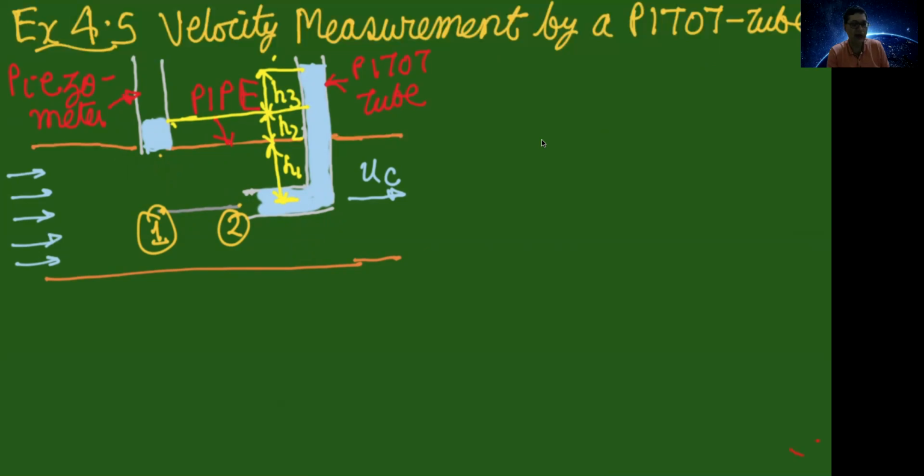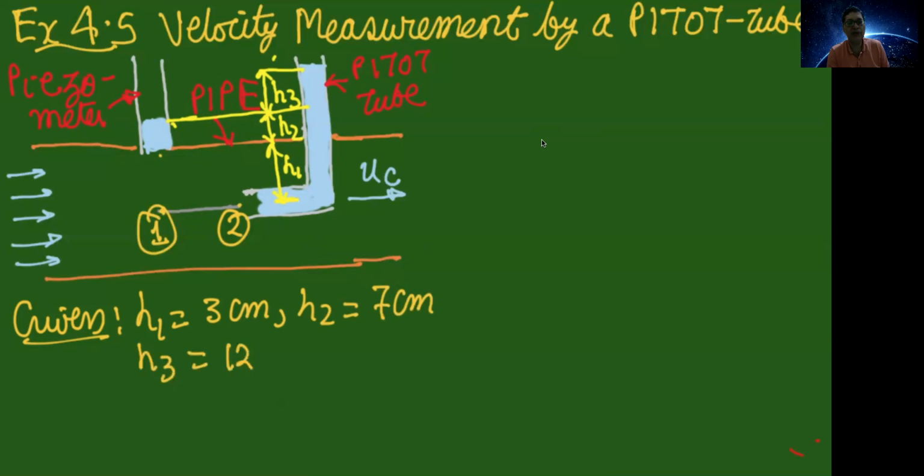So from the center line to the wall, the distance is h1 as shown here, and the rise in the level in the piezometer is h2, and the difference in the level of the piezometer and pitot tube is h3. These are the three heights which we'll be using to measure the velocities. To derive an equation for measuring the velocity, you are given h1 equals 3 centimeter, h2 equals 7 centimeter, h3 equals 12 centimeter. And what you have to determine is this center line velocity.